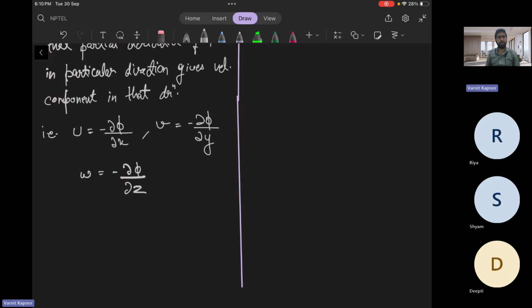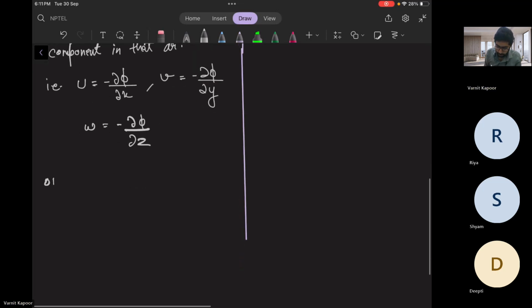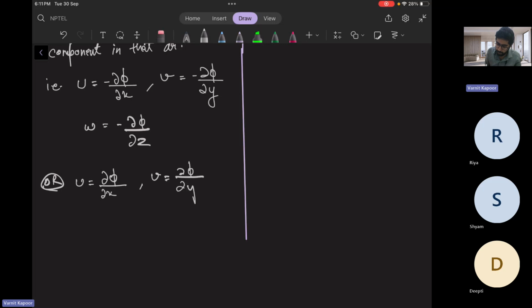All the proofs are available in the textbook. We won't go into the proof. You can also write it with a positive sign, depending on the direction of the flow when you are defining your potential function, or you can say u is del phi by del x. It depends on the sign convention that the textbook considers. Sometimes they consider clockwise to be positive, and some books consider anti-clockwise to be positive. So it depends on that aspect.